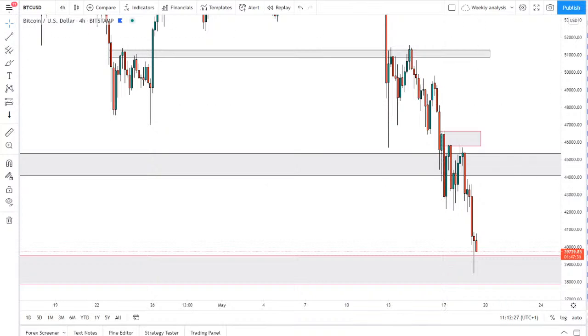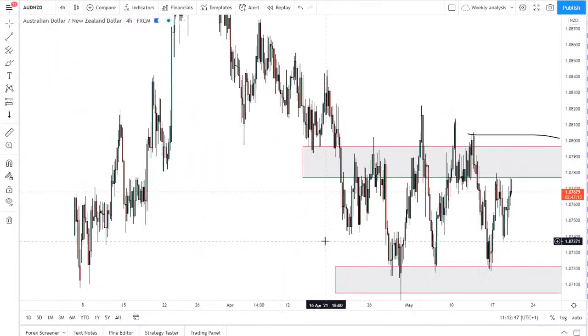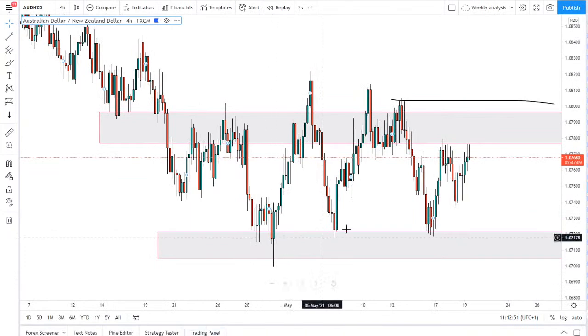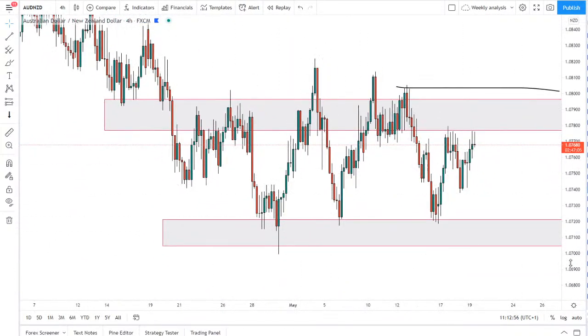AUD/USD long, we'll take a look at that. Okay, so yeah, AUD/USD, like I said earlier for this one, not a fan of this pair. Very, very choppy. I personally don't think AUD/USD is a great pair. You can see it's very, very messy, very choppy. Don't really often trade it anyway.